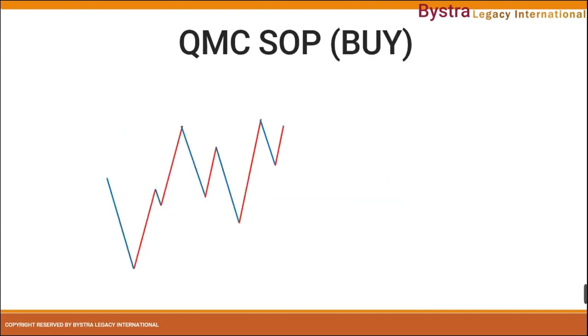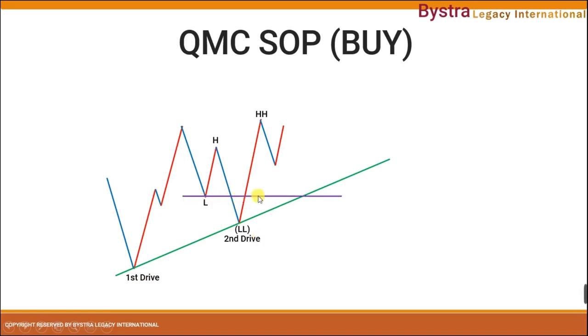Alright, now let's look at the QMC SOP for the buy setup. As we can see here, there is a QM buy setup. We can see the low, high, lower low, and the higher high. At the same time, there is one support here that we can make our confluence. Here we can see that this lower low, the head of the QM, is on the second drive. The first drive, the second drive, and then we mark the horizontal line as our entry point. We mark the zone to make monitoring easy when price comes into this zone.